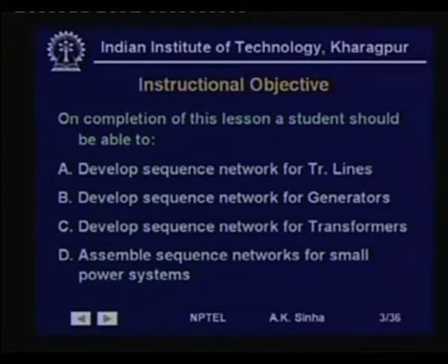If you recall our previous lesson, we talked about symmetrical components and its advantages in analyzing unbalanced power systems. We also discussed the sequence model for the loads. In this lesson we will be developing the sequence models for the other components such as transmission lines, generators and transformers, and finally we will be assembling these models to form small power system networks in sequence components.